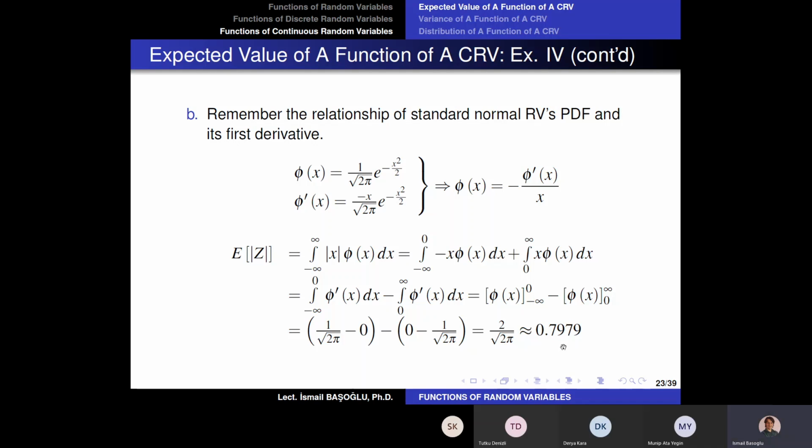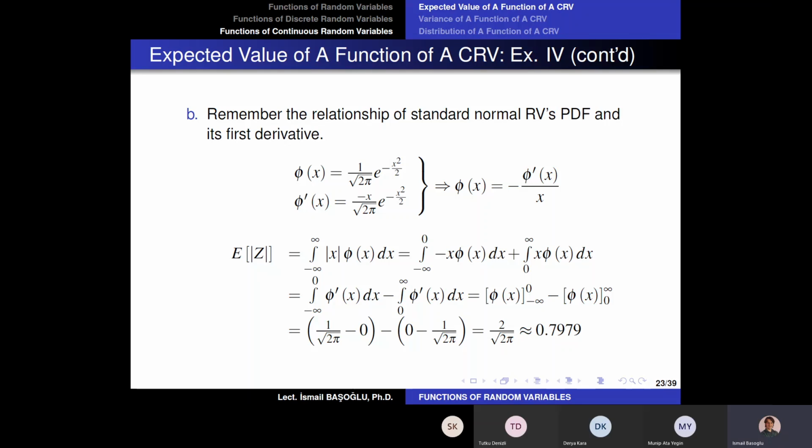And that is approximately equal to 0.7979. Okay? So the expected value of the absolute value of z is equal to 0.7979 approximately.